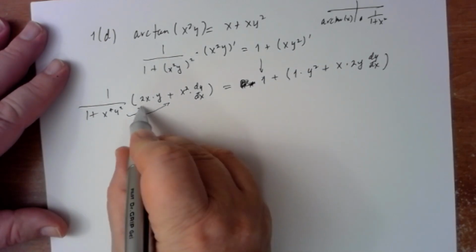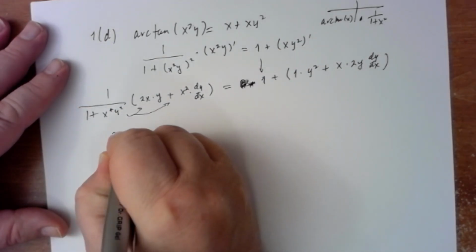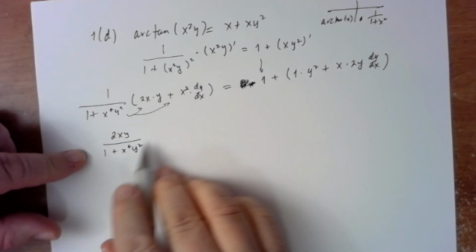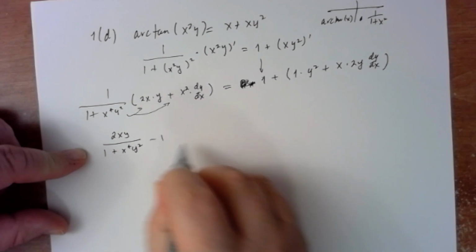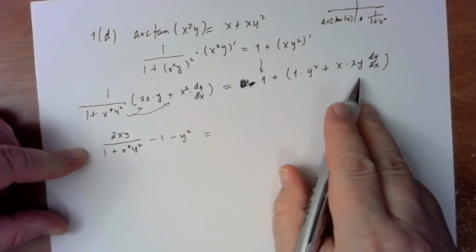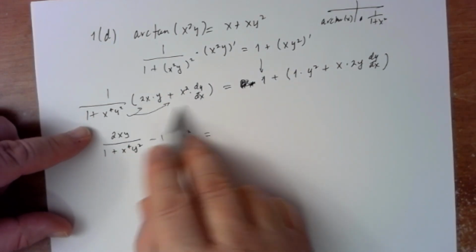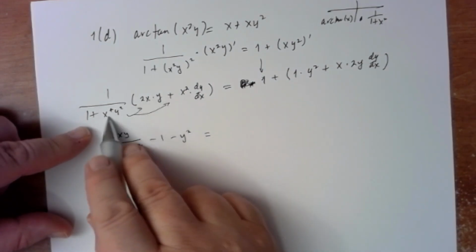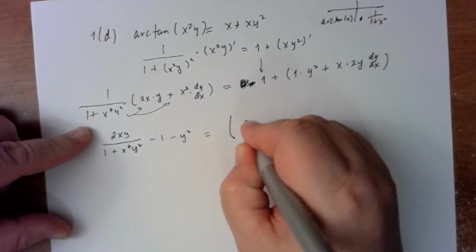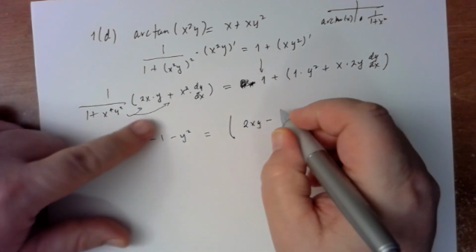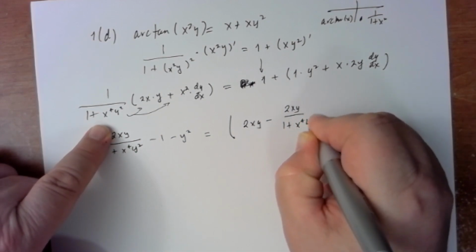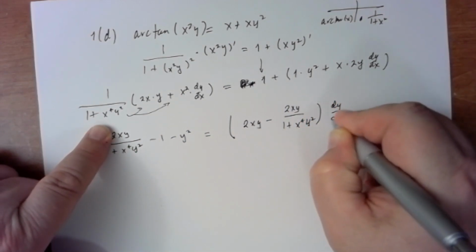So I will have 2xy divided by 1 plus x to the 4th y squared on this side, and then I'm going to bring the 1 over, and then I'm going to bring the minus y squared over, right? And then on this side I'm going to bring this expression, so that's going to be x squared over this stuff. Let's see, I'm going to have 2xy here, and then minus 2xy divided by 1 plus x to the fourth y squared, dy over dx.